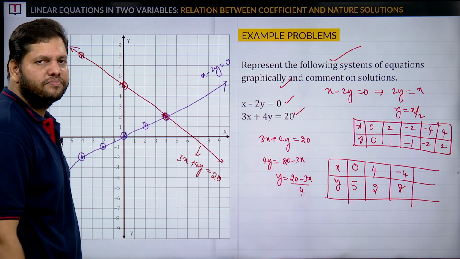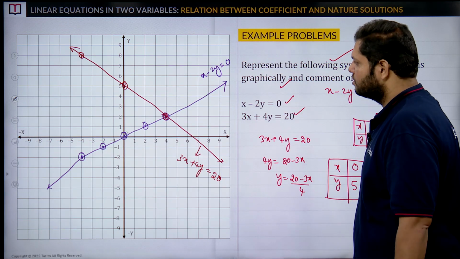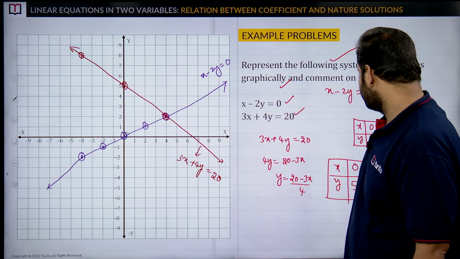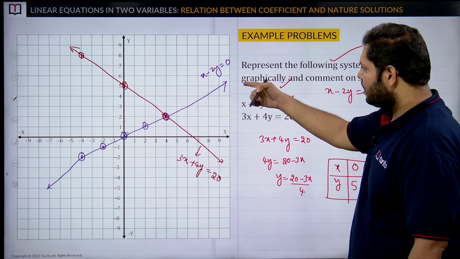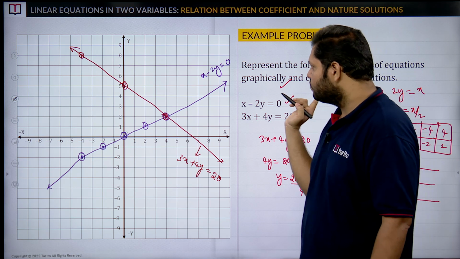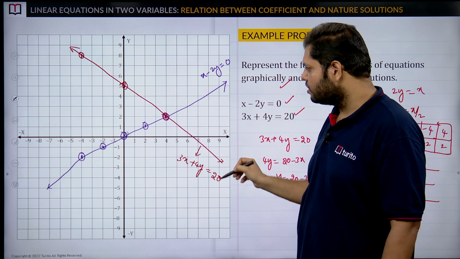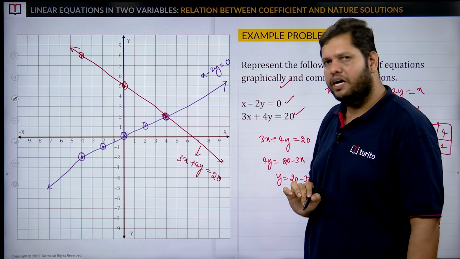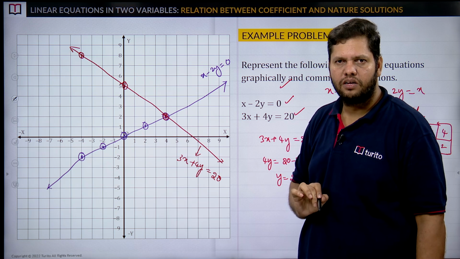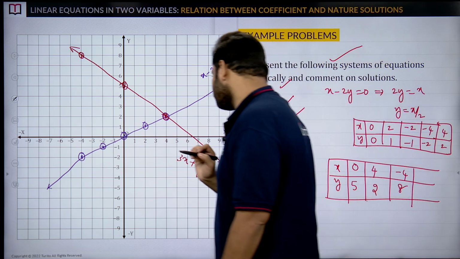Clear, children? Now children, once look at the graph, can you tell me what type of lines these two are? Can I say these two are intersecting lines, children? Yes or no? The line 1, x minus 2y is equal to 0, and line 2, 3x plus 4y is equal to 20. So these two are what, children? They are intersecting lines. So intersecting lines mean they have how many solutions? So when the two lines are intersecting, they will be having a single solution. So I can say this is one solution, children.